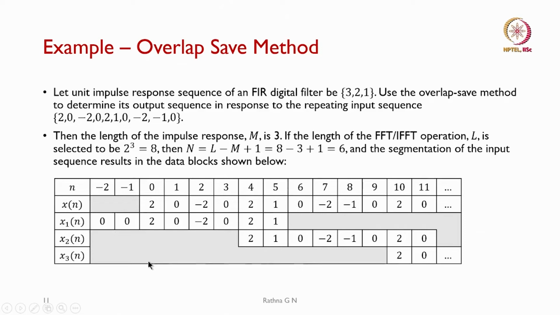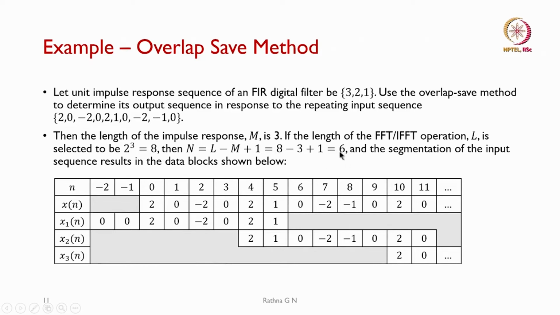So, we will see how it works with the same example we have taken. The impulse response of the FIR filter has order M equal to 3, with the same values 3, 2, 1, and the input sequence is the same as we assumed in the previous case. Now, you will see that M is 3. If the length of the FFT or IFFT operation, L, is selected as 2 power 3, which is equal to 8, then N becomes L minus M plus 1, which is nothing but 6.